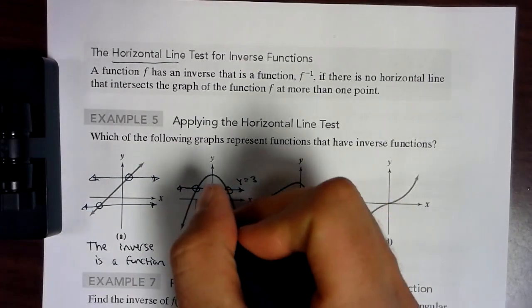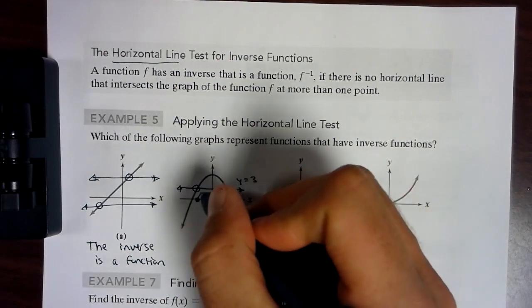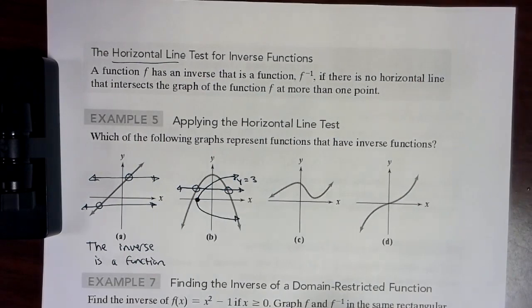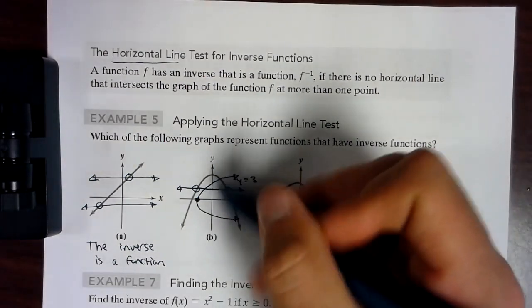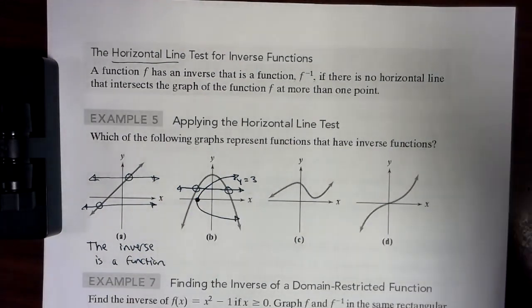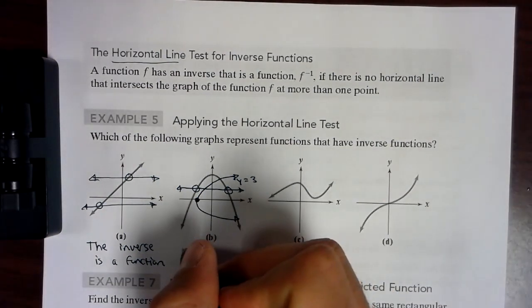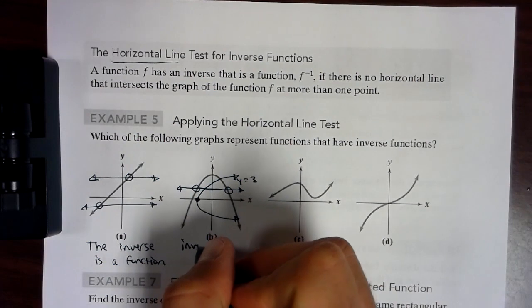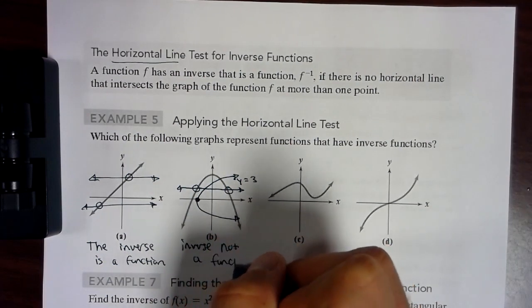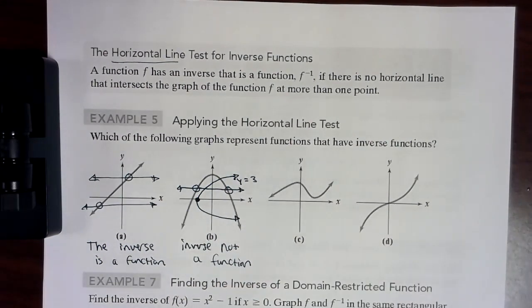In fact, this graph of the inverse looks like this. It's an upside down parabola or a sideways parabola, and that doesn't pass the vertical line test. So the horizontal line test is a way for us to check if the inverse is a function or not. So here we're going to say inverse, not a function. And the reason it does not pass the horizontal line test.